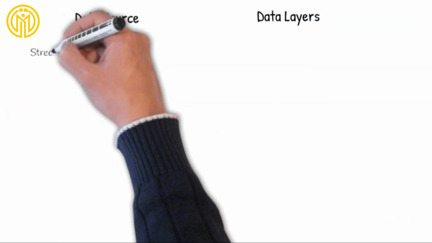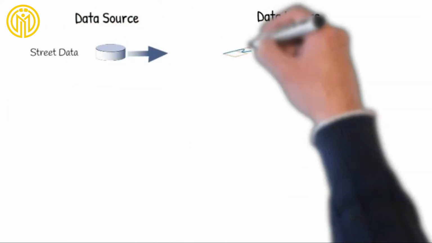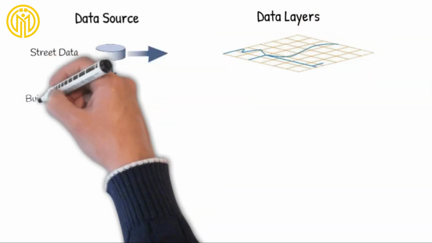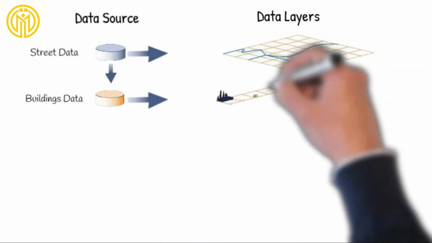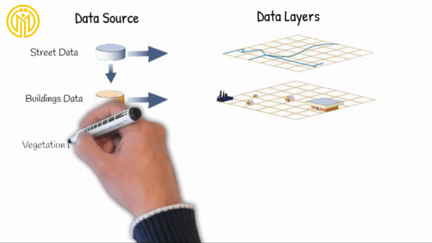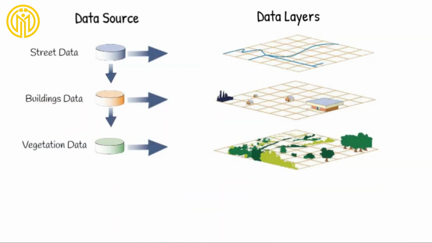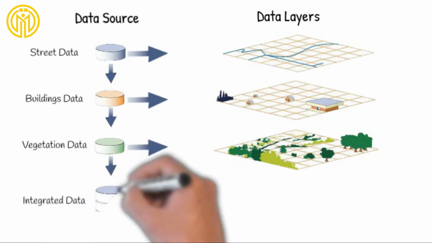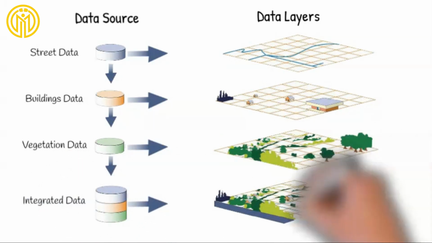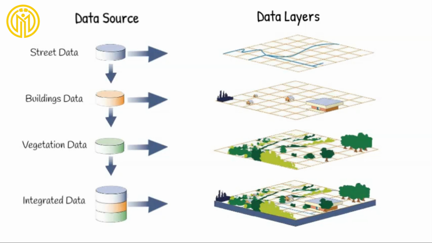GIS uses layers to overlay different types of information. Each layer holds data about a particular type of feature such as streets, buildings, vegetation. These layers of data are combined to form maps, and the layers which are underneath remain visible while additional layers are placed above.